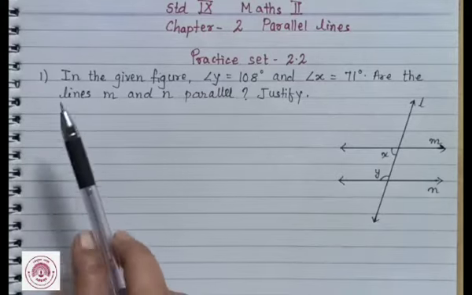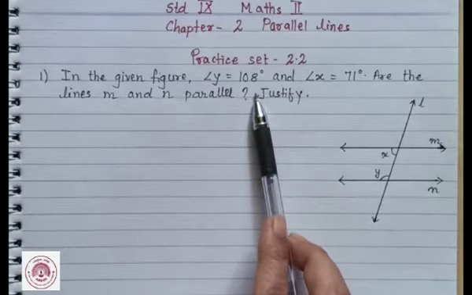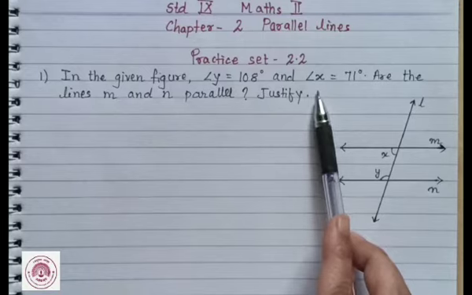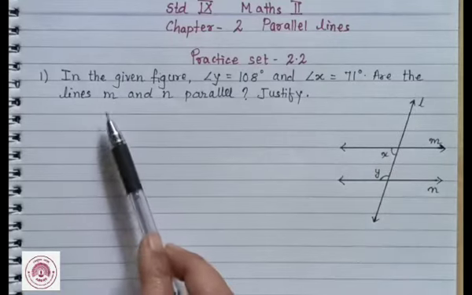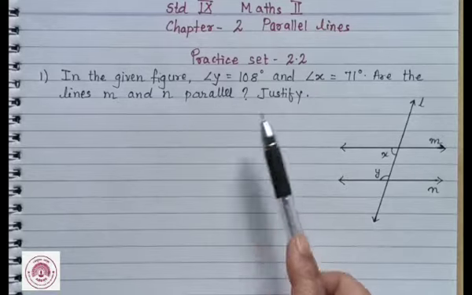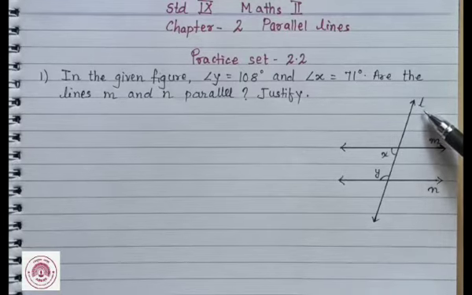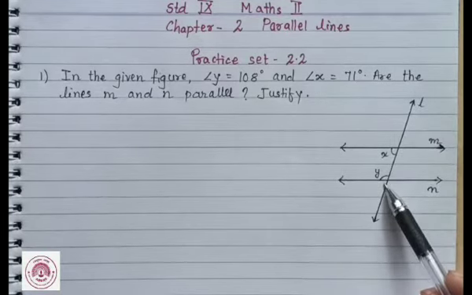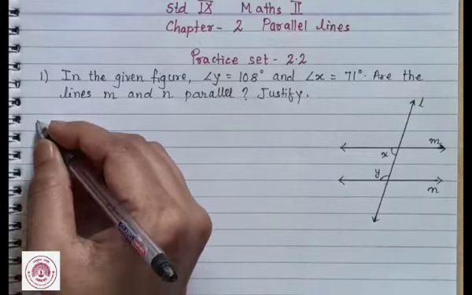The first question is, in the given figure, angle Y equals 108 degrees and angle X equals 71 degrees. So the question is, are the lines M and N parallel? And then we have to justify. Here M and N lines are given. There is a transversal L. Angle X and angle Y are given. And we have to prove whether line M and line N are parallel to each other. So let's start with the proof.